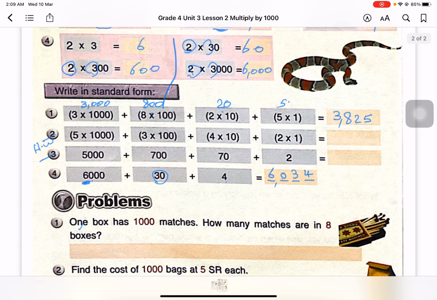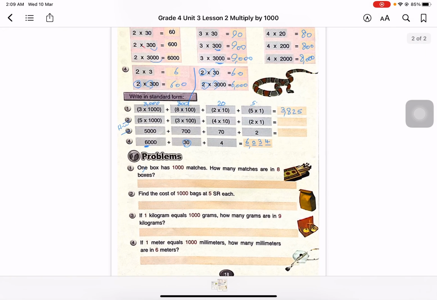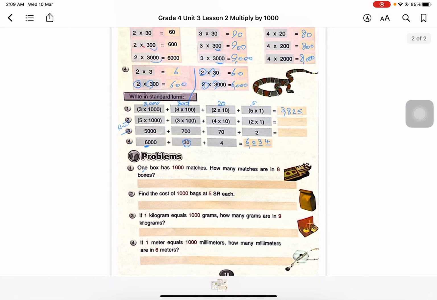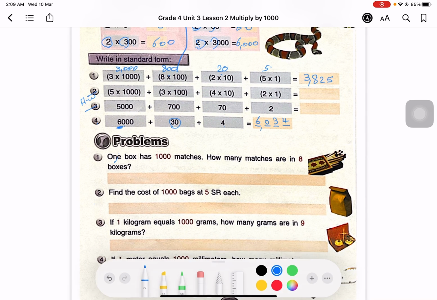Now, you are going to do question 2 and 3 alone. They write for you the expanded form, and you are going to write the standard form here. Okay? Now, let's go to problems and start reading.